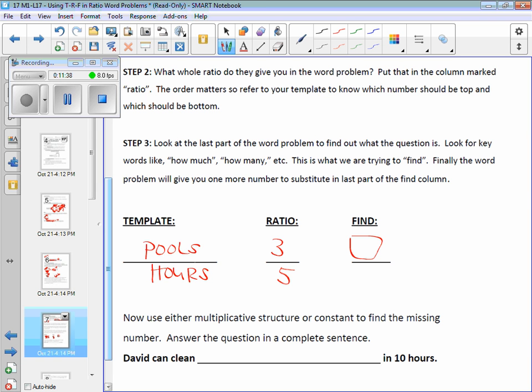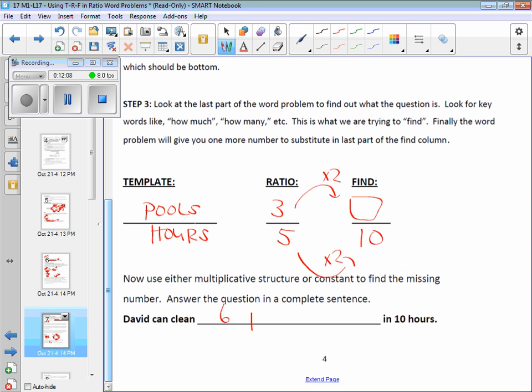And then finally, what's the last piece of information that they give you that we can plug into the template? 10 hours. Hours is the bottom. Now you're right back to what you did in the warm-up. Use either the constant or the multiplicative structure to find the missing number. Bridge. If you use constant, she is right. And then you just put it in a sentence. He can clean 6 pools in 10 hours. That's template ratio find.